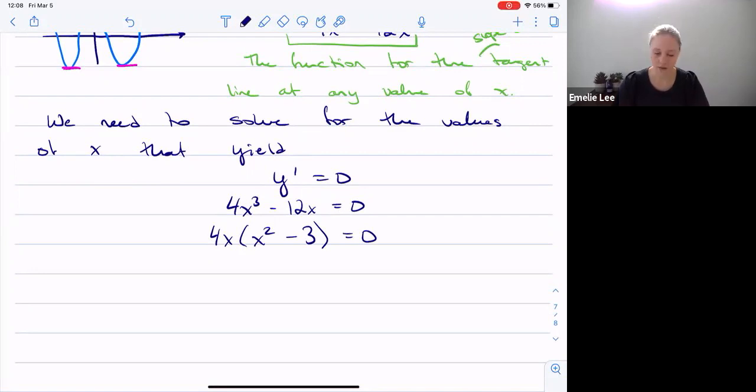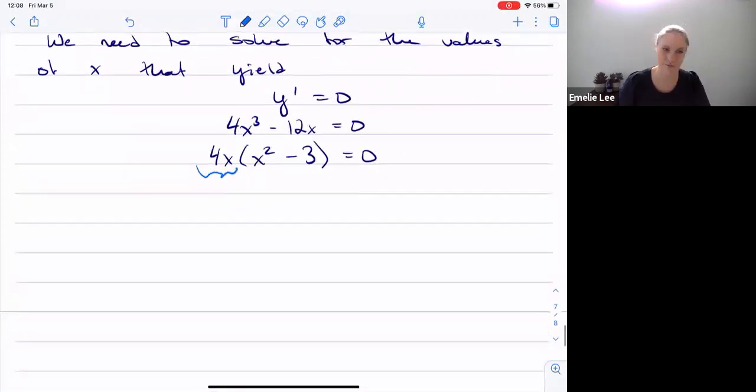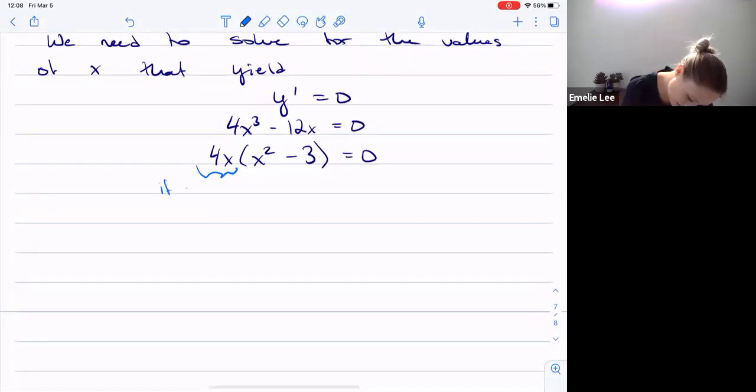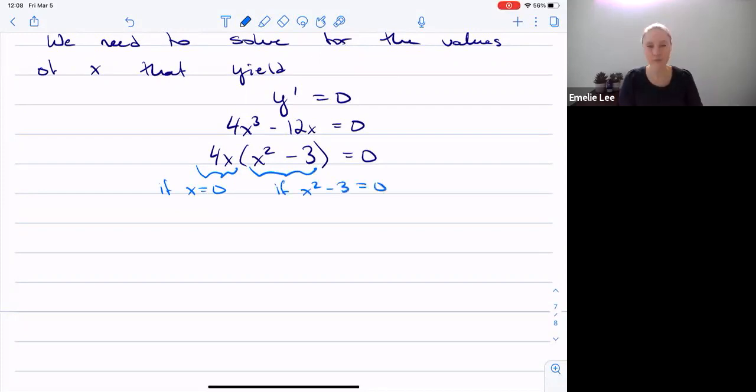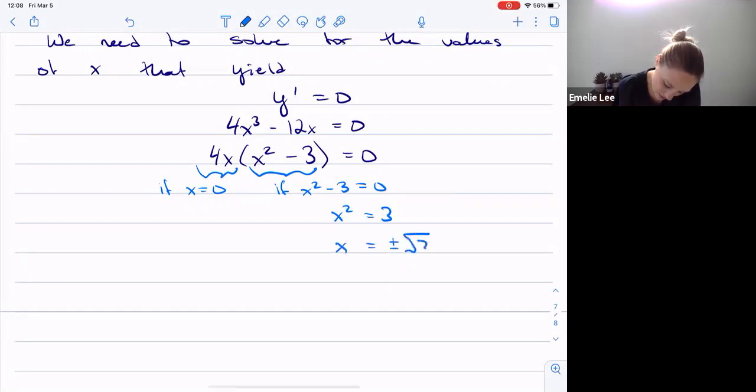So now, well, this is going to be 0 if 4x is 0, but the only way that can happen is if x is 0. So this is 0 if x equals 0. And this is 0 if x squared minus 3 equals 0. Well, x squared minus 3 is 0 if x squared is equal to 3. But remembering when we take the square root, I need to reintroduce the negative version. So then I have x is plus or minus root of 3.